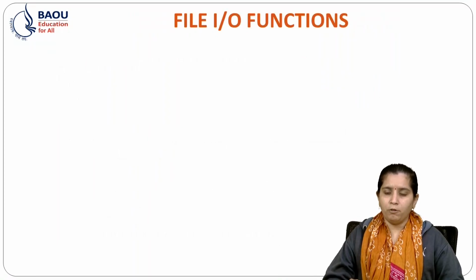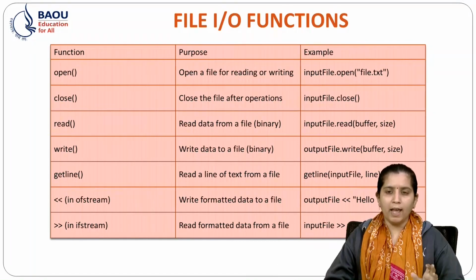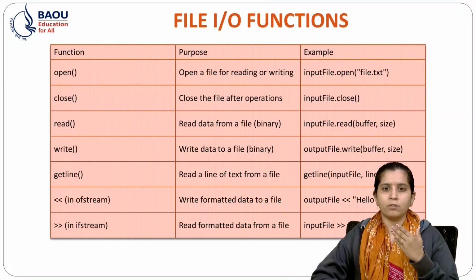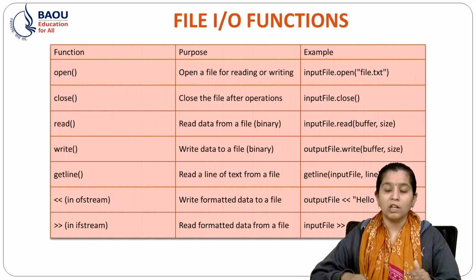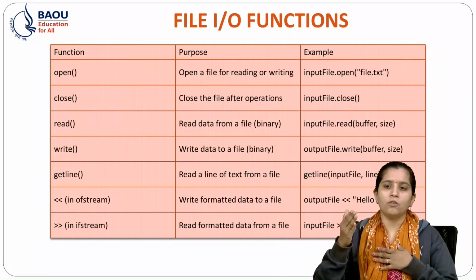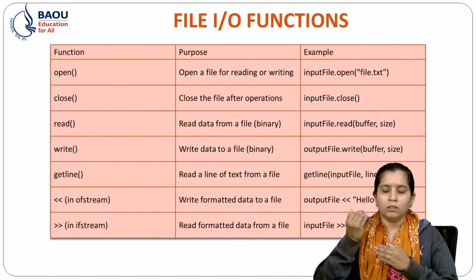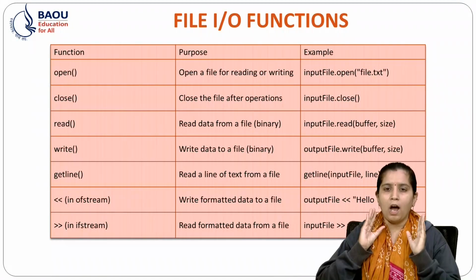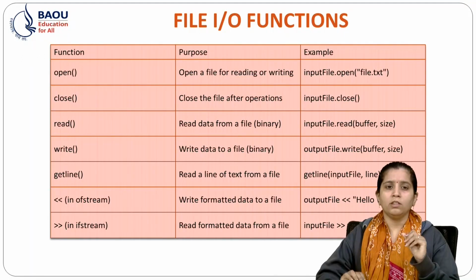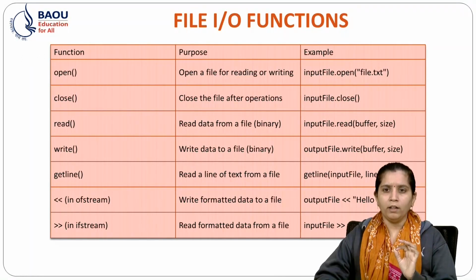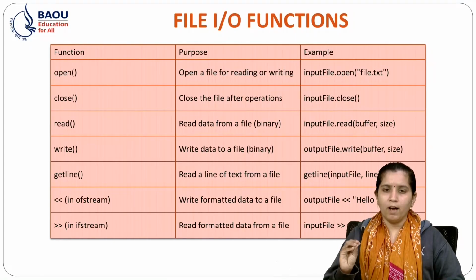Let's see file input-output functions. So we have the open function, close function, read function, and write function. These are the types of file input-output functions which we will use in the last unit of our lecture series, that is, file handling. You just get the idea about how this works right now, just the properties of it and the example of why we use this function. Just focus on that only.